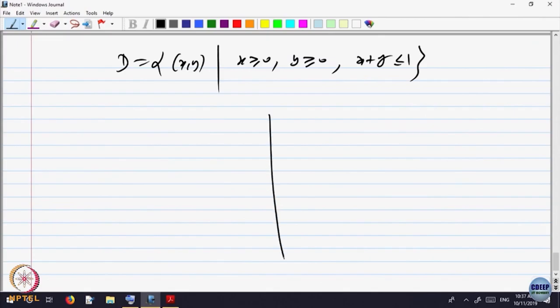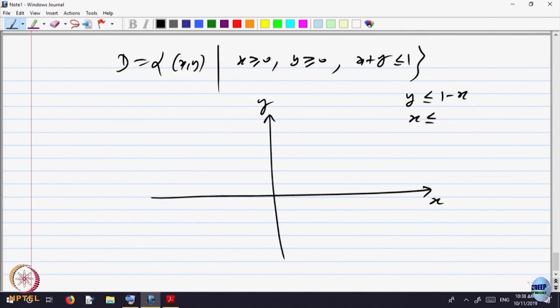Right, so let us try to picture x bigger than 0, y bigger than 0. So where is the domain? It is in the first quadrant. X is bigger than 0, y is bigger than 0. So on the first quadrant, x plus y is less than or equal to 1. What does that mean? X is bigger than 0, so you can say y is less than or equal to 1 minus x, or x is less than or equal to 1 minus y, depending on.